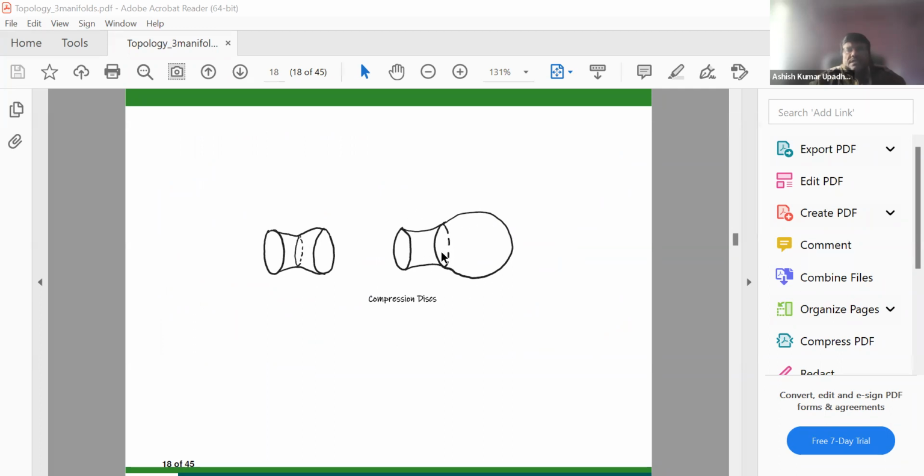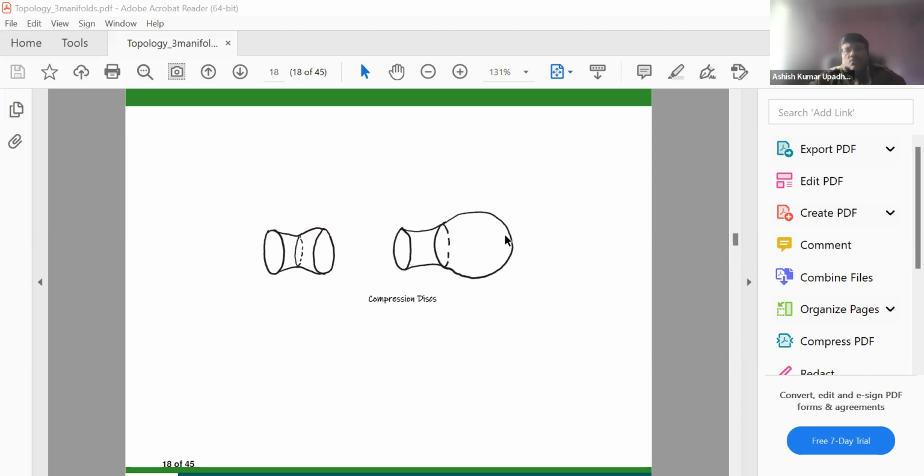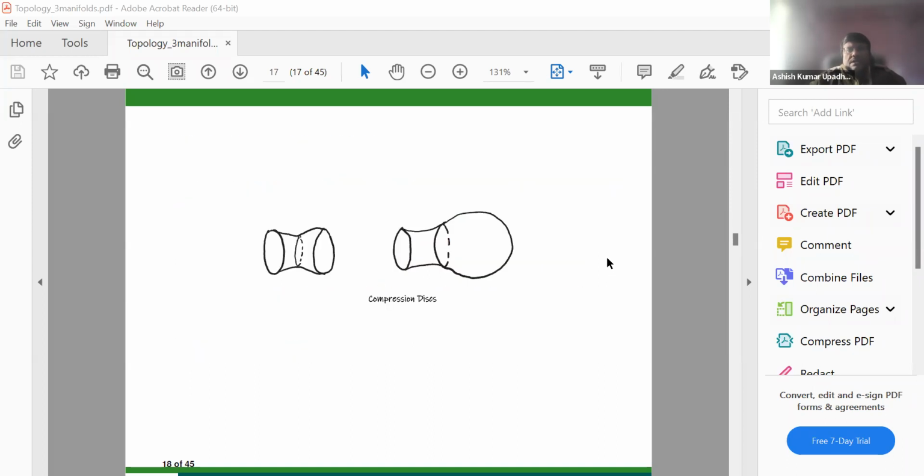The boundary of the disk actually intersects with the surface. So that is the compressing disk, such that the boundary of D does not bound a disk in S. You see, this disk could have lied on the surface, but we do not want that situation. We want that only the boundary of the disk should lie in the surface. The procedure shown in the figure is called compression.